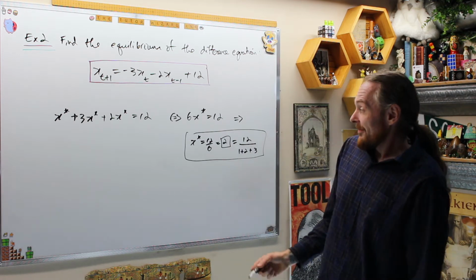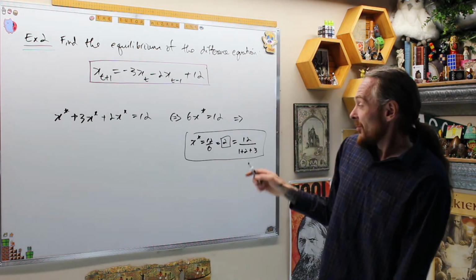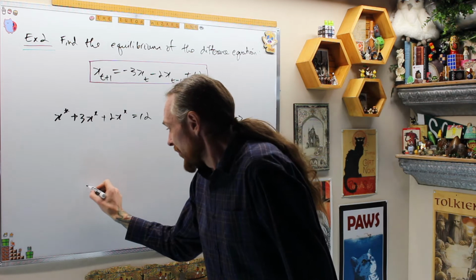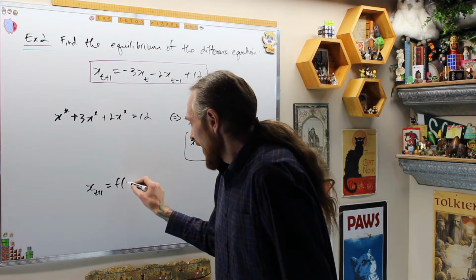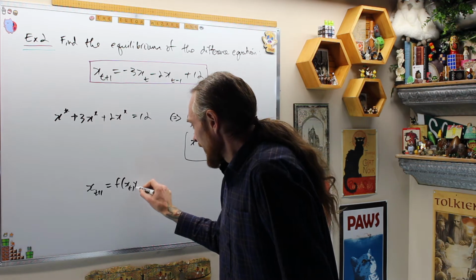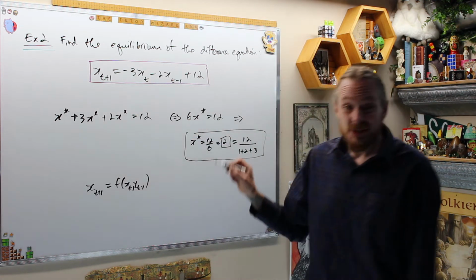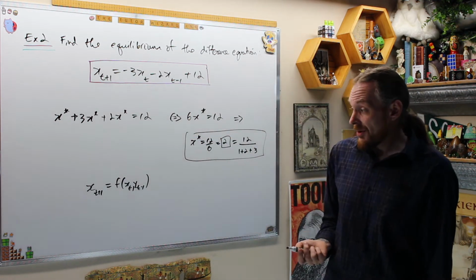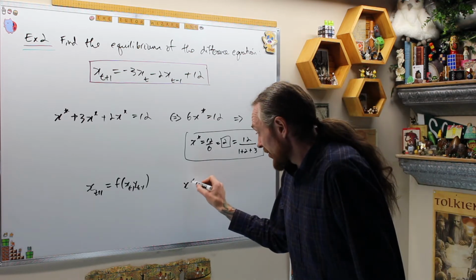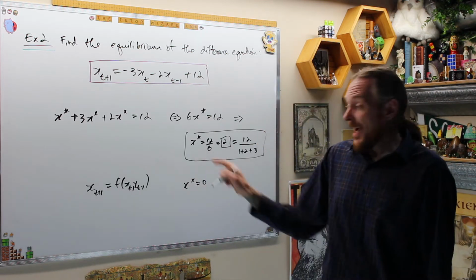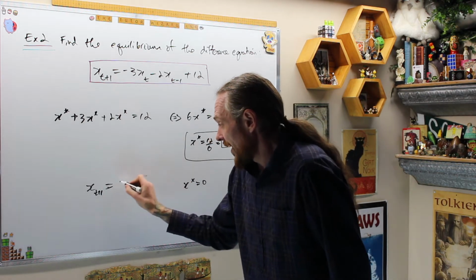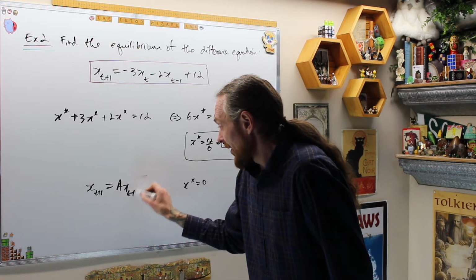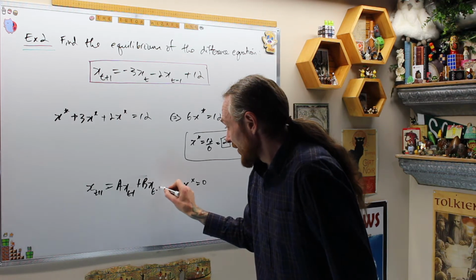Now what do I do with that? The moral of the story is, if we have x_{t+1} equals f of x_t, x_{t-1}, and it's homogeneous, linear, second order, then the only equilibrium is going to be x star equals 0. If we add that non-homogeneous term, so if we have, in general, what we're going to have is a x_{t-1} plus b x_{t-2}.